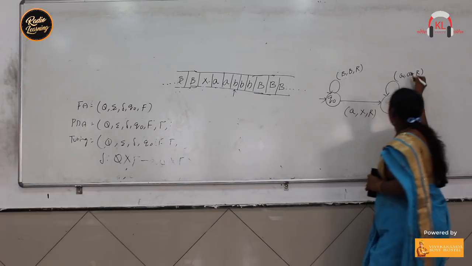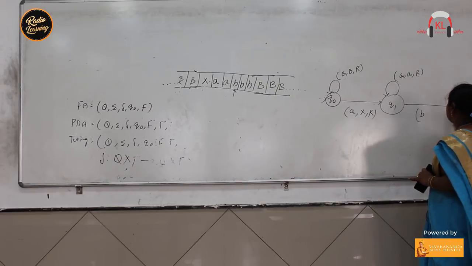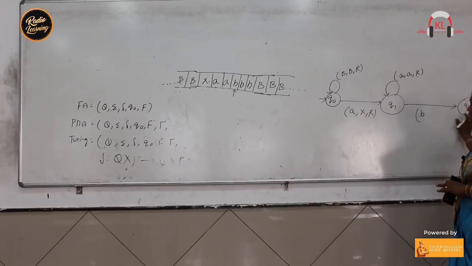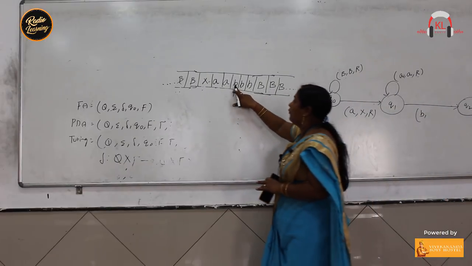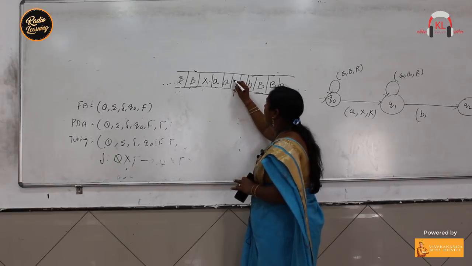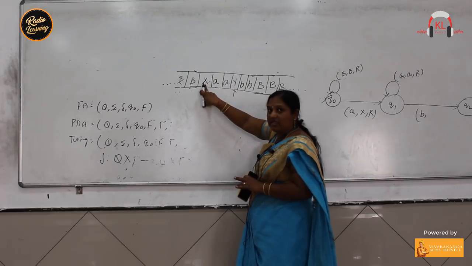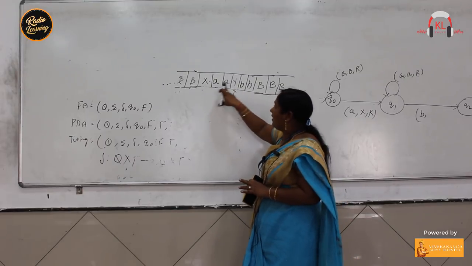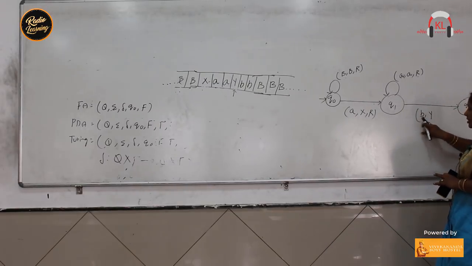Okay, then the A's are over. Now I got B. Whenever you have B, I'm changing my state from Q1 to Q2. Then after B, whenever you see B on my input tape, what are you doing? This B is replaced with Y, because A is matched to one B. So I'm replacing this A with X, and I'm replacing this B with Y. That indicates one A is matched with one B. So here B is replaced with Y, and then moving.